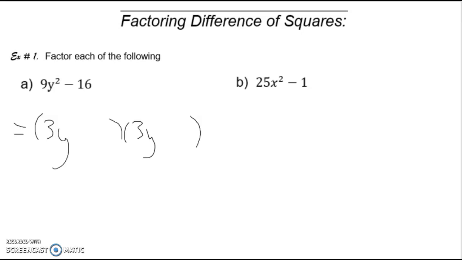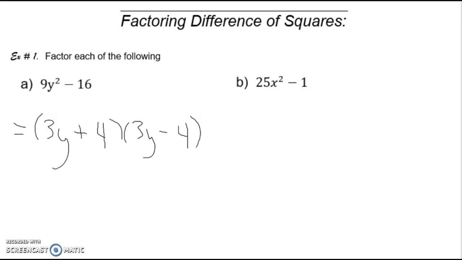Now the second part is I look at the last term, and it's 16. The square root of 16 is 4, so I can put a 4 at the end of each bracket. And the fun part here is the first one gets a plus, and the second one gets a negative. Okay? And that's it. If you switch them and you put the negative first and the plus second, that's fine as long as one bracket has a positive sign and one is separated by a negative sign.